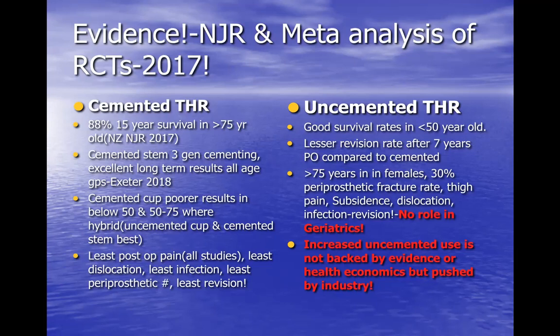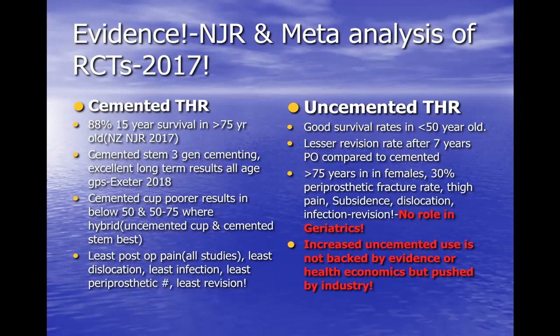Cemented has the least post-op pain, least dislocation, least infection, least periprosthetic fracture, and least revision. Uncemented has good survival rate in those less than 50 years old, particularly on the femoral side, with a lesser revision rate after 7 years post-op compared to cemented. In females more than 75 years old, there is a 30% periprosthetic fracture rate. Thigh pain, subsidence, dislocation, infection, leading to revision. These are all the problems with uncemented. So I can safely say there is no role for uncemented stems in total hip replacement in geriatric patients.